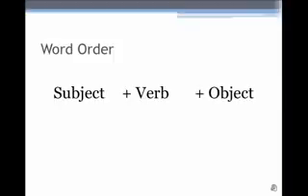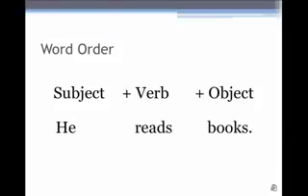For example, this sentence says, he reads books. He is the subject, reads is the verb, books is the object. In English, sentences always have this order. Some other languages, like Japanese, have different sentence orders.